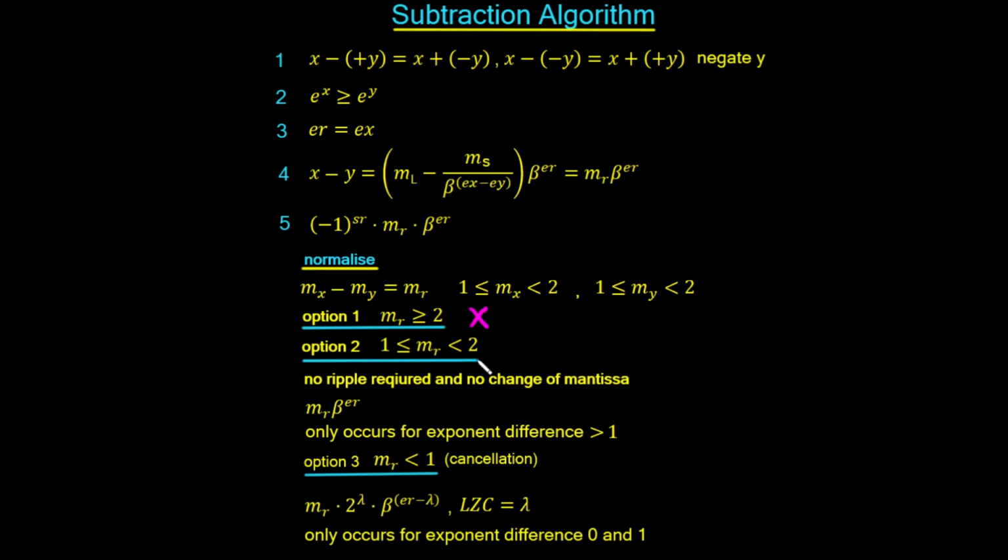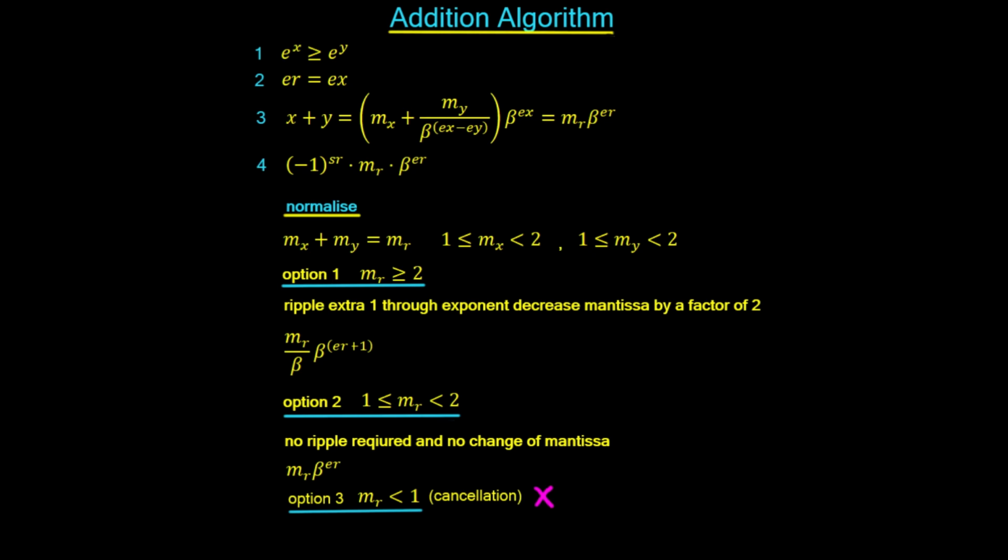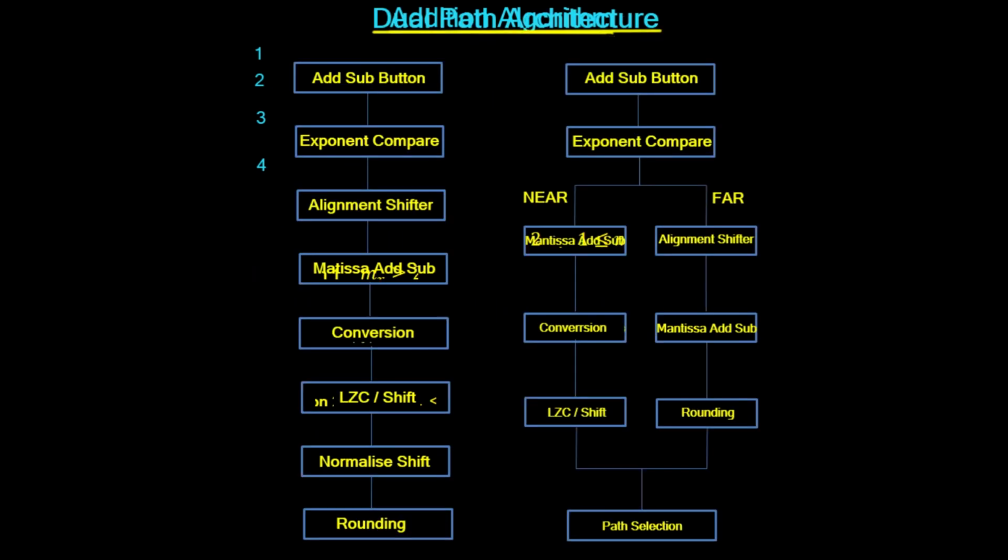Now this one here goes through the other path, which is the far path. And then if you go to the addition, we've got the options 1 and 2. Both of these go through the far path. So there's only one that goes through the near path, and that is if we get cancellation. So that tells us exactly what the paths are used for.